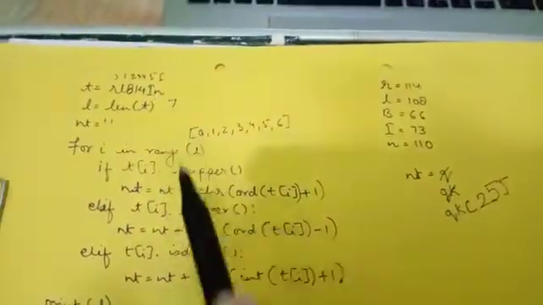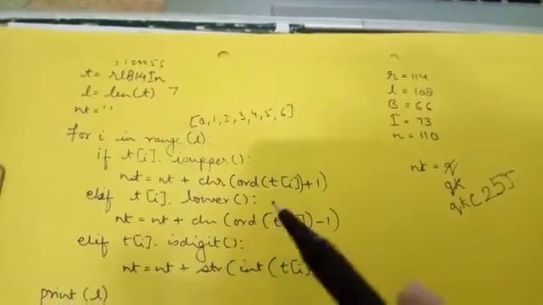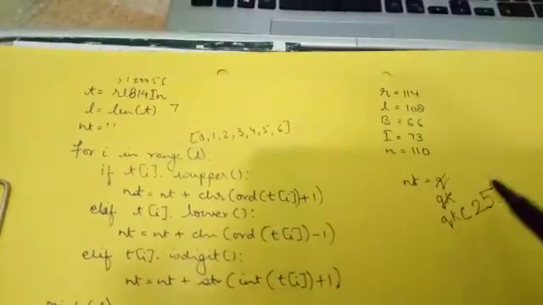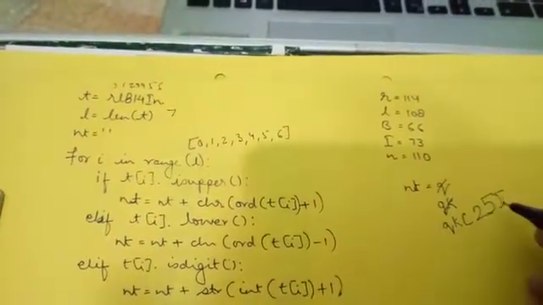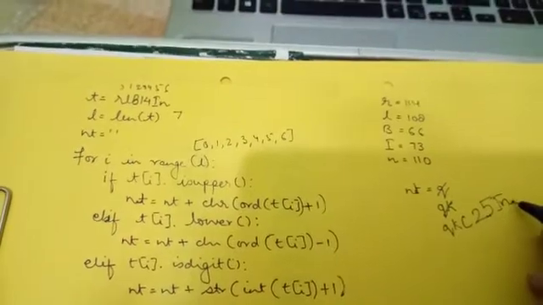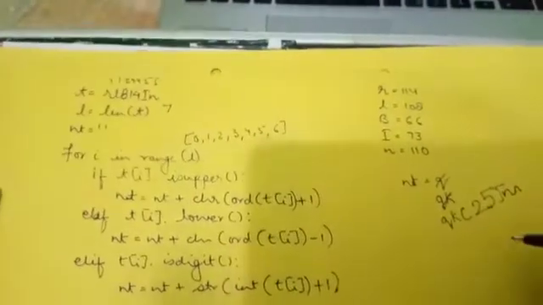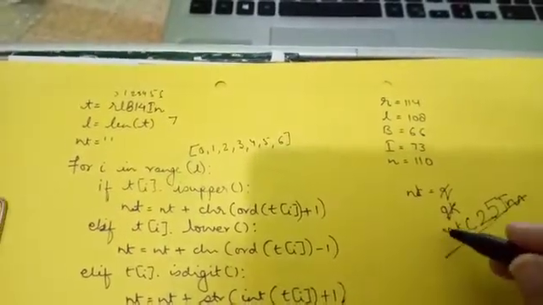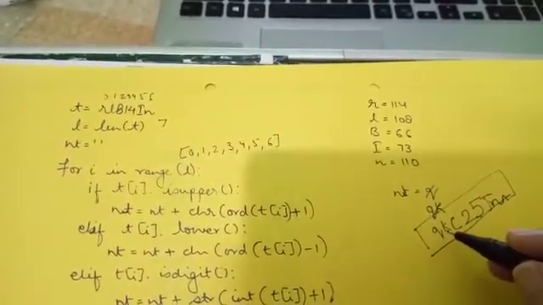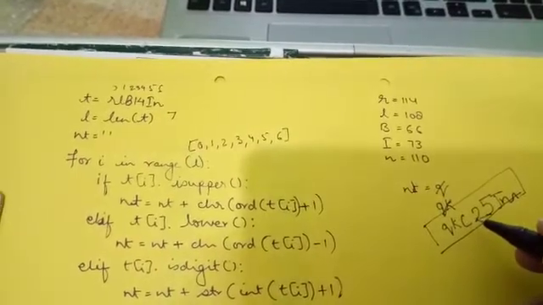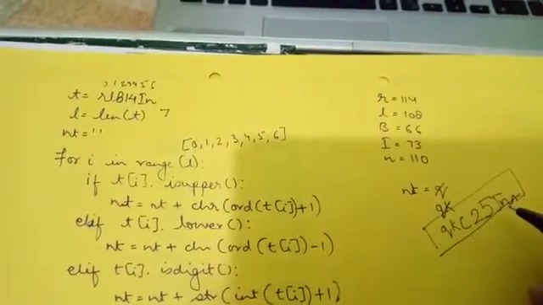Similarly for n, the lower condition will be satisfied, decrease by 1. If you decrease n by 1, what will you get? N. That means nt, that means this plus n. So plus, that means concatenate n into this one, it will be n, okay. N minus 1, it will be m. So the final output which you will get here is this: small q, small k, capital C, 2, 5, and then this one capital J, and then small m.